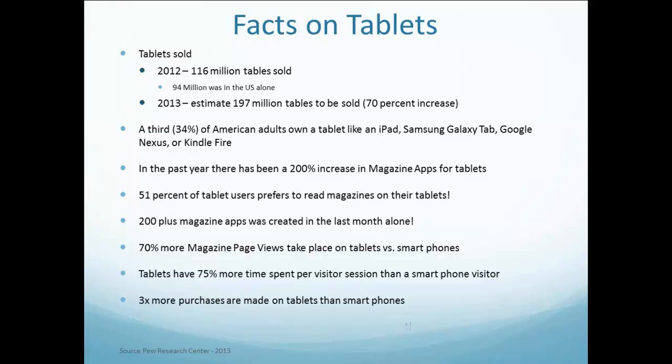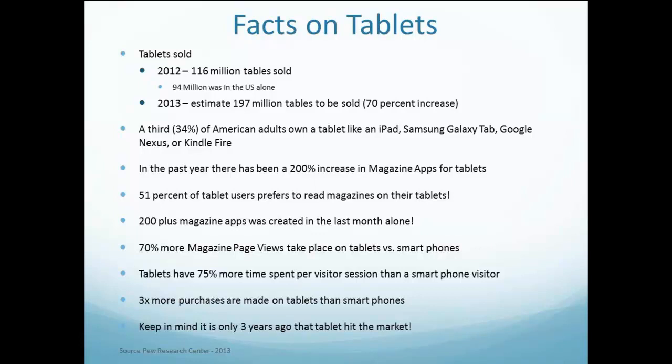70% more magazine page views take place on tablets versus smartphones. I want to point this out because a lot of times we talk to clients and they say, well, we want to have a digital edition for the smartphones. But research obviously shows that that's not really where people are going to read it. It's simply too small for your smartphone. Now it is available as well, of course, but the tablet market is where the magazines are going to be viewed in the future. Tablets have 75% more time spent per visitor per session versus the smartphone.